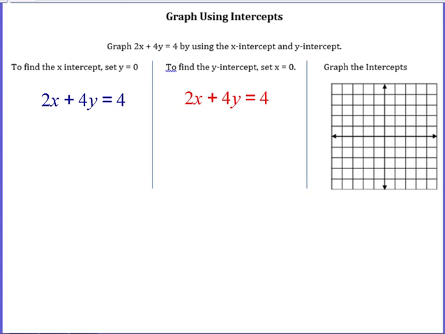We're going to use intercepts for graphing, because if I have my x-intercept and my y-intercept, that gives me 2 points on the graph, and then I can just draw a line between them.